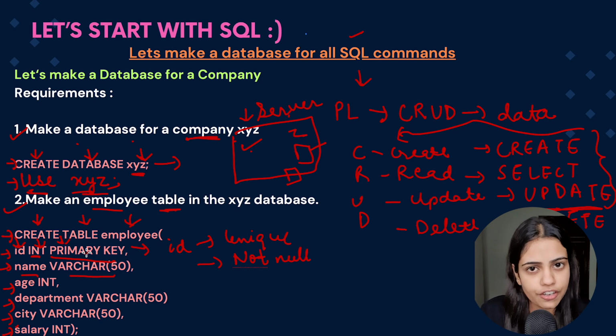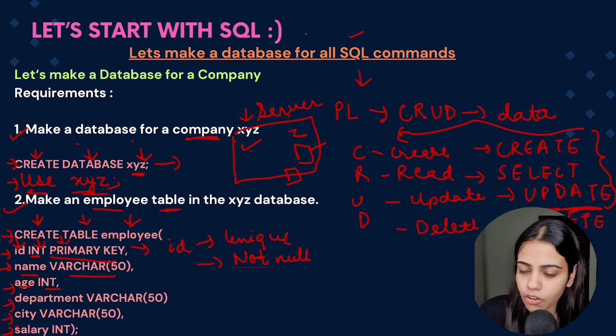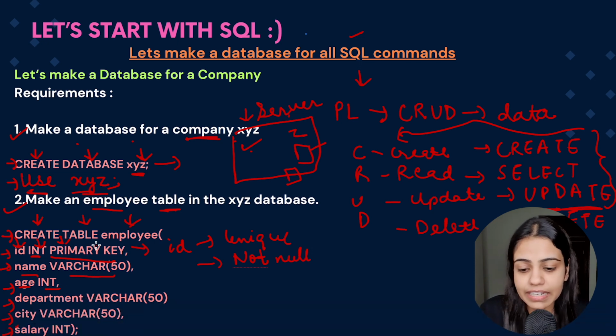The constraint is kind of optional. So we will again give the column name followed by the data type, column name, data type, column name, data type, and column name, data type. In this way, we can create an employee table in the XYZ database.